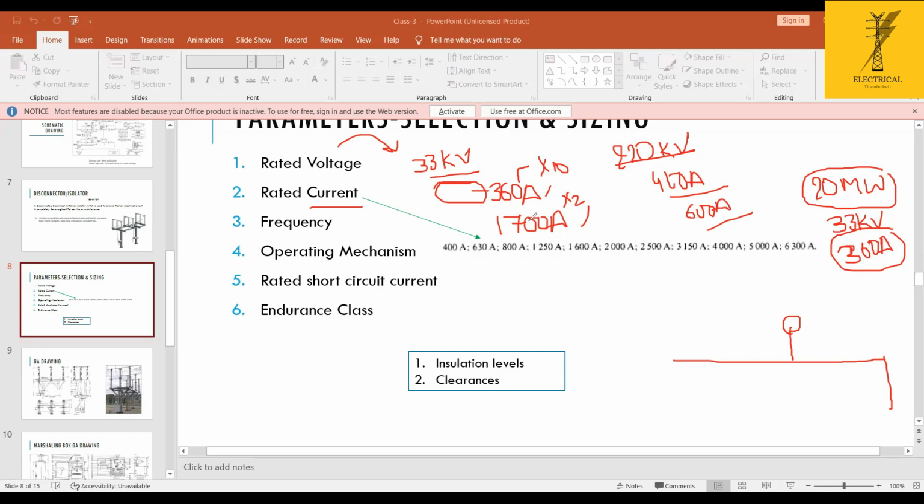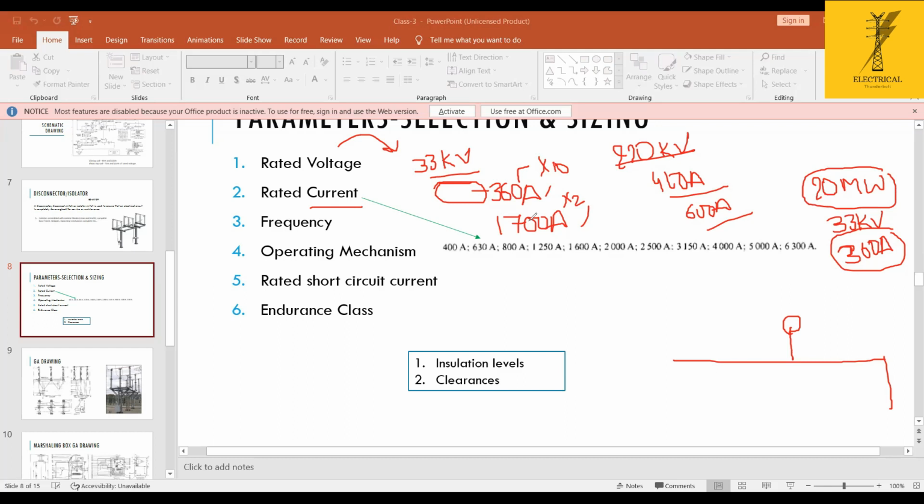And if you ask me for 33 kV, the minimum size of the isolator starts from 800 amps in the market, and it goes up to 2000 amps. For 220 kV, the isolators you can see are 800 amps, 1250 amps or 2000 amps. So this is as per the market availability that you are taking.